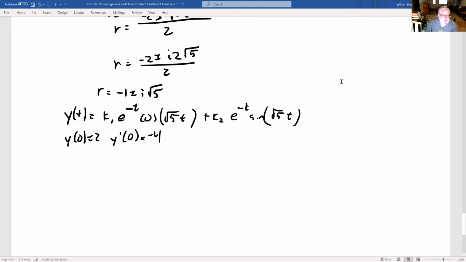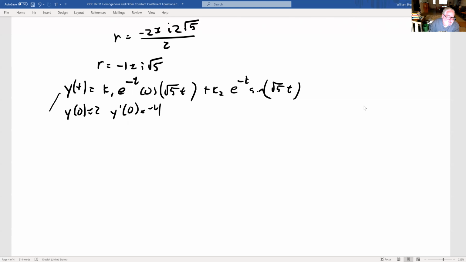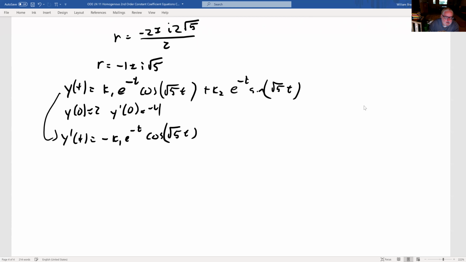So what are our k1 and k2? We can solve for that now. We've got y of t there, y prime of t. We're going to need that derivative. This is all differentiating now with the product rule. So we have minus k1 e to the minus t cosine of square root of 5t minus k1 e to the minus t square root of 5 sine square root of 5t.